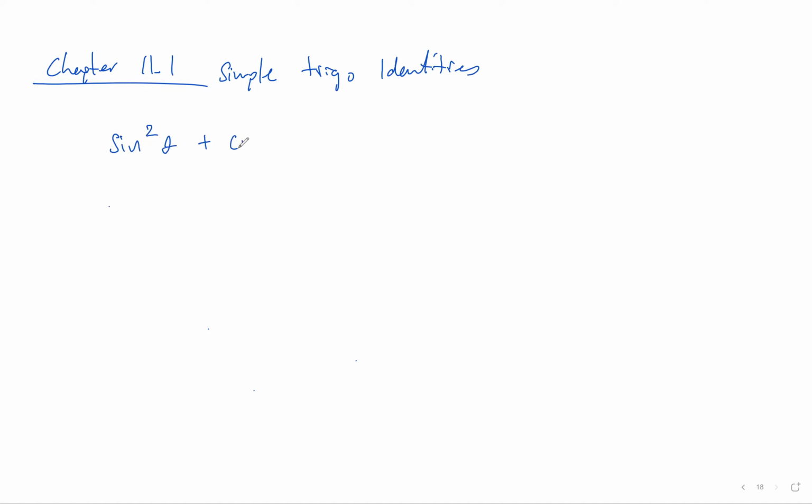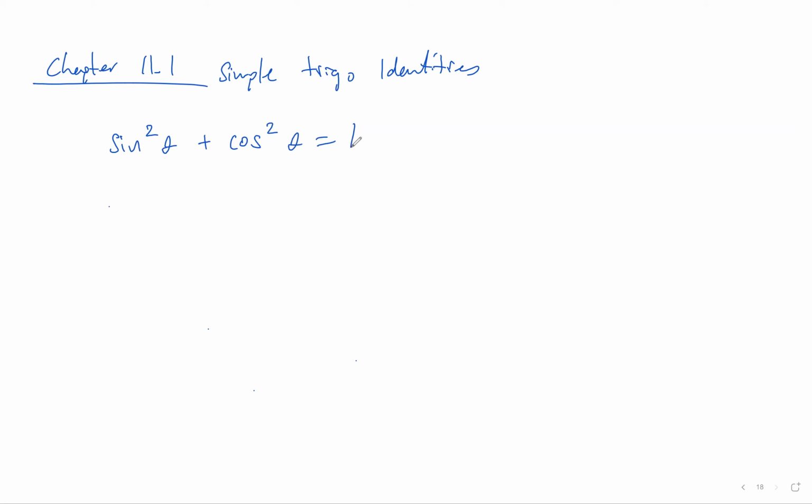Okay, so chapter 11.1 is an extension of 10, where we'll be talking about simple trigonometry. Whatever we have learned, but there are three main things that you must know over here. At 11.1, we are looking at simple trigonometric identities. The first, basic one is sine squared theta plus cosine squared theta is equal to 1.